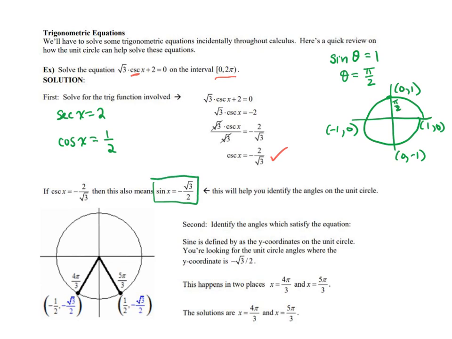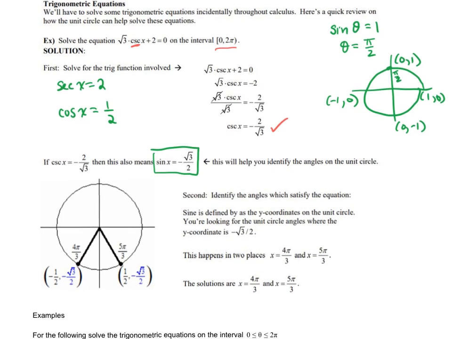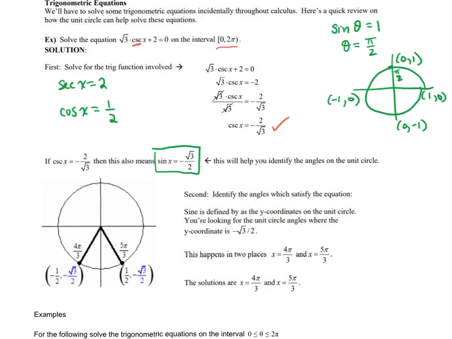over 2. Well, that's the y-coordinate on my unit circle. So if you pull your unit circle out and look on there, which one has y-coordinates of negative radical 3 over 2? It's exactly at these two angles. It's at 4 pi over 3 and 5 pi over 3. So those are my two answers.